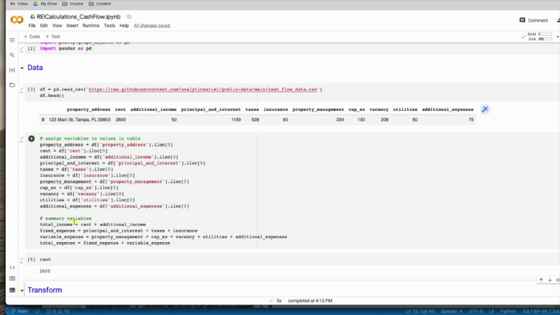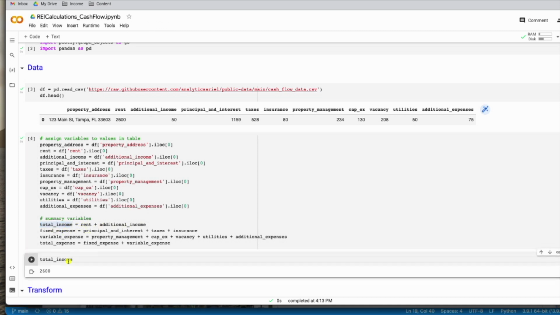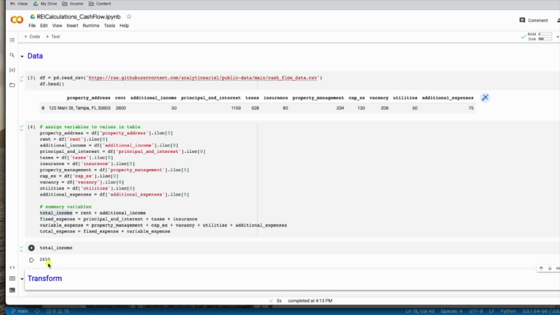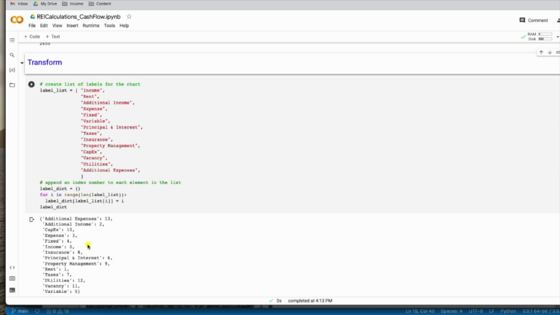Then we have some summary variables where we calculate totals. So in this case, total income would be rent plus additional income. And if we look at what that value came out to be, it was 2,650, which makes sense. Then for expenses, I break those out into fixed, which means it's going to be the same month over month, and then variable expenses. Now, if we go down to transform, this is where we're really starting to build the elements that we need to create this chart.